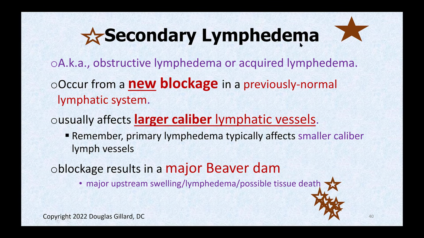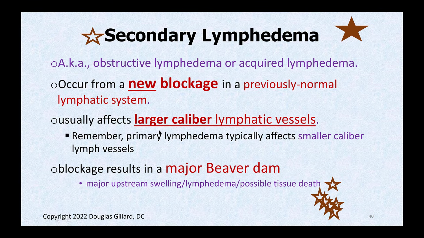Secondary lymphedema means that you are born with a good lymph system. There's nothing wrong with it, but something happened to it that caused a blockage of lymph flow. So it's a new blockage in a previously normal system.